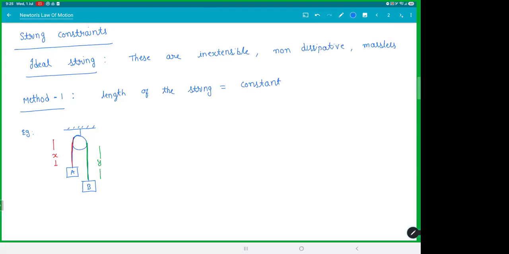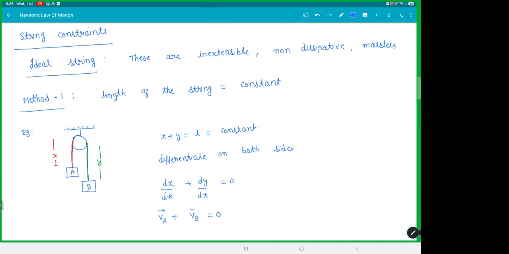No matter how much A and B move, the length of the string must remain constant. So X plus Y is equal to L, which is constant. Differentiate on both sides. Then this will be dx by dt plus dy by dt. Since L is constant, this is 0. Now ask yourself, whenever A goes, what will change? X will change, so dx by dt is VA bar. Whenever B moves, Y will change, so this is VB bar.